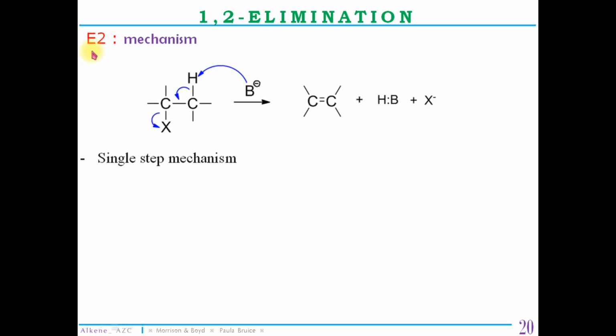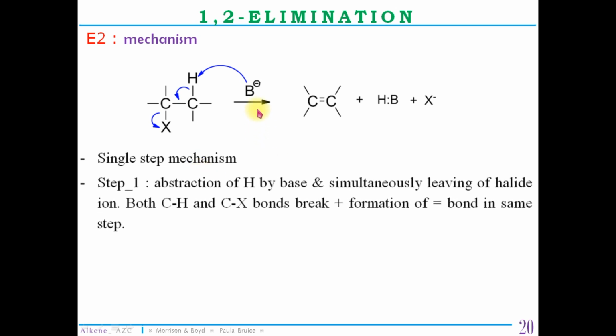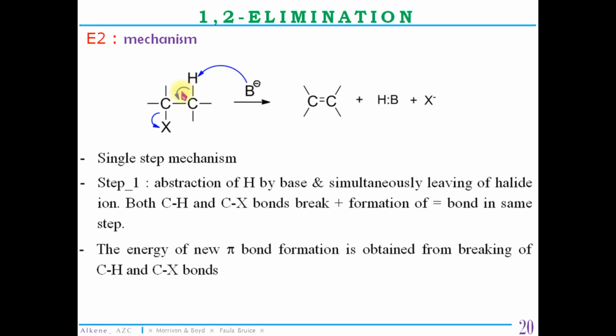First we will see the E2 mechanism. It is a single step mechanism where abstraction of hydrogen by base and simultaneous leaving of halide ion occur. Both the C-H and C-X bonds break with formation of a double bond in the same step. Here the energy of new pi bond formation is obtained from breaking of the carbon hydrogen and carbon halogen bonds.